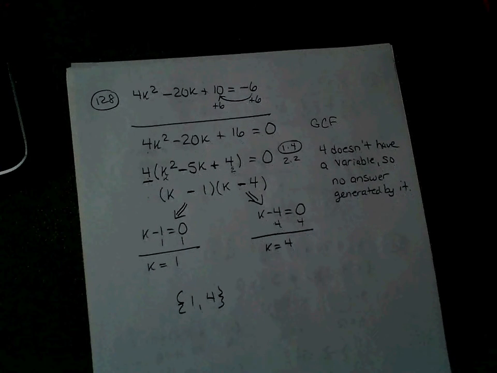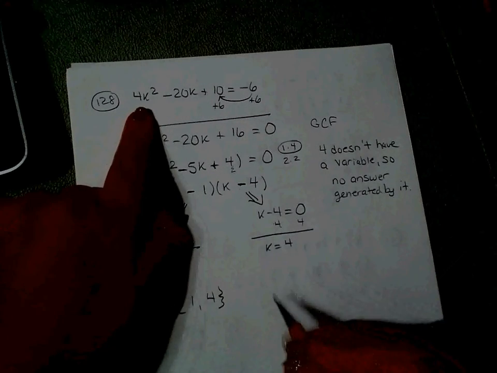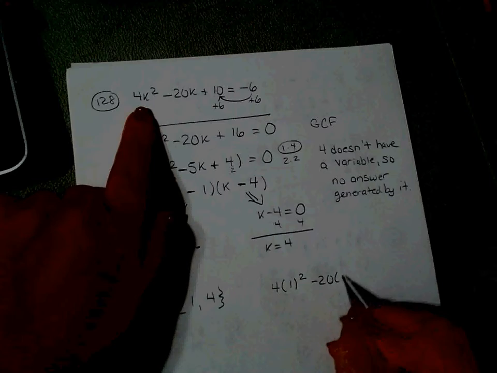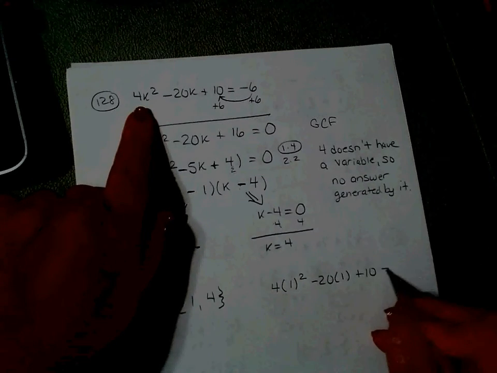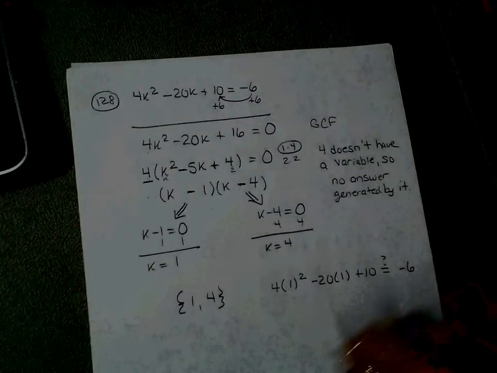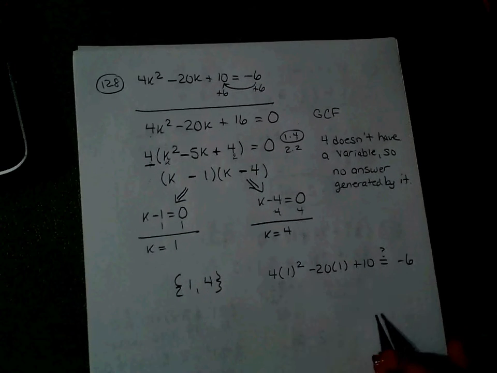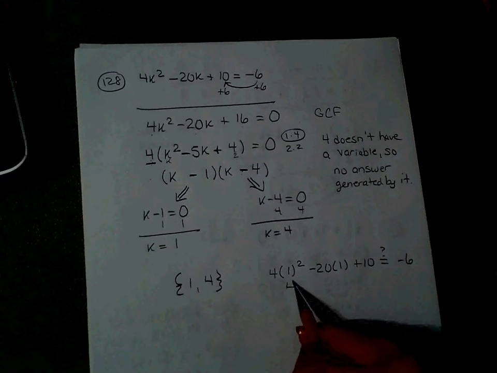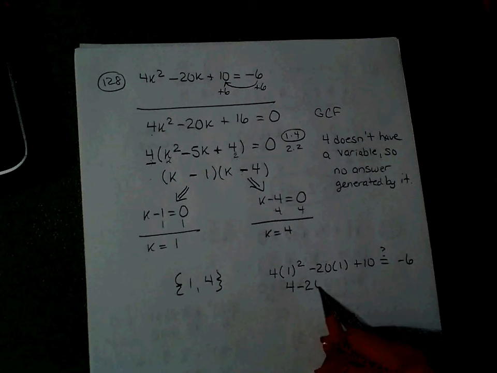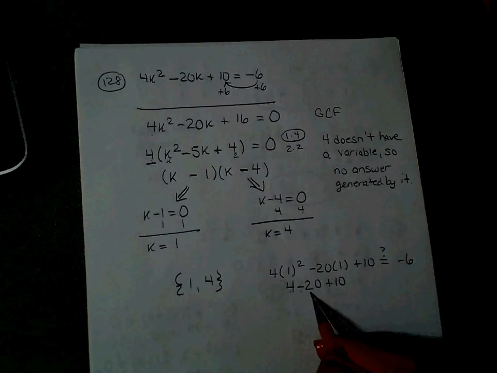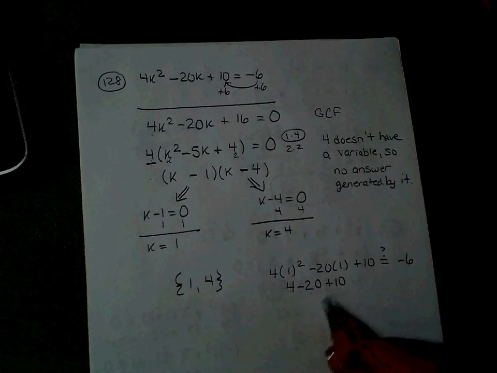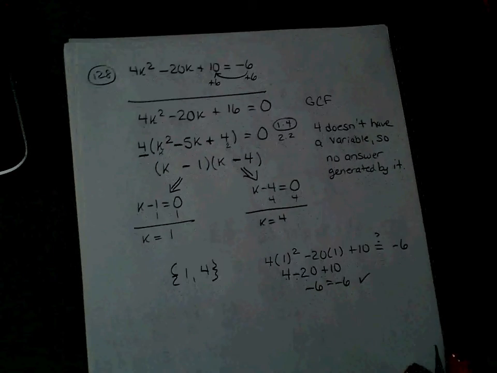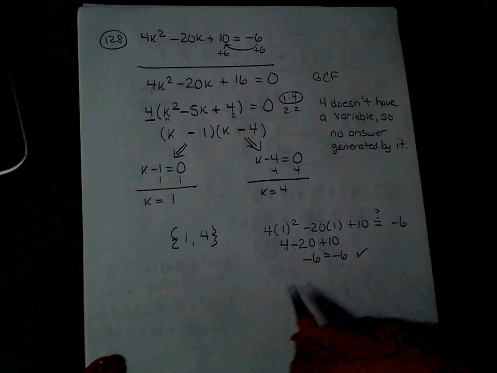Let's check them. Okay, so let's check 1 back in the original. 4 times 1 squared minus 20 times 1 plus 10 equals question mark negative 6. 1 squared is 1. You do order of operations, so you do exponents first. 1 squared is 1 times 4 is 4. 20 times 1 is 20. 4 minus 20 is negative 16 plus 10 is negative 6. Negative 6 equals negative 6. Check. It works.